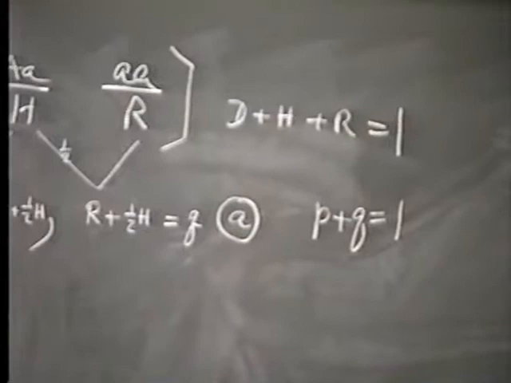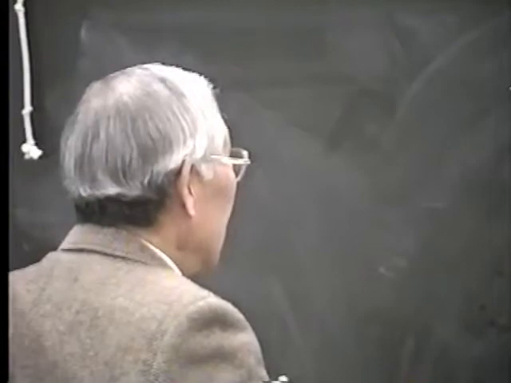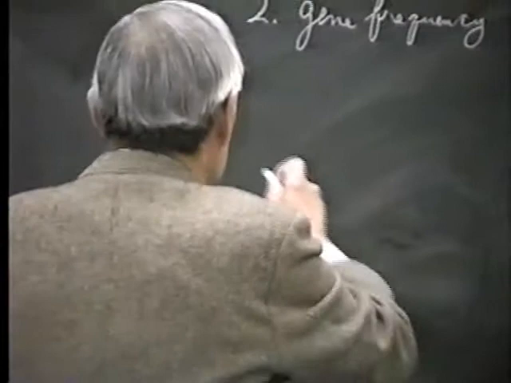This is the second form. If you define a population and you know the gene frequency, then the third type is rather major.